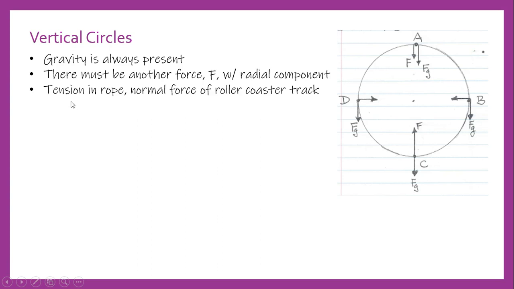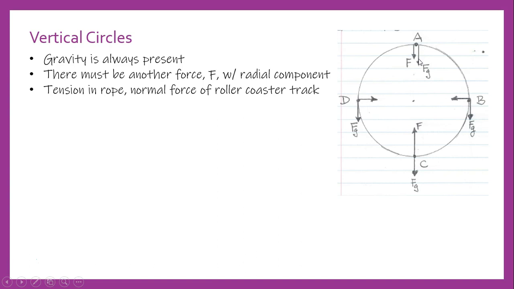Examples of this other force would be the tension in a rope or the normal force of a roller coaster track. So let's just take a look over here at this drawing, and we've identified in this case the force of gravity as well as the other force F. The other force F always needs to be in the radial dimension or have a component in the radial dimension. So there will always be a portion of the force that is pointing towards the center of the circle, regardless of what position we're at on the circle.